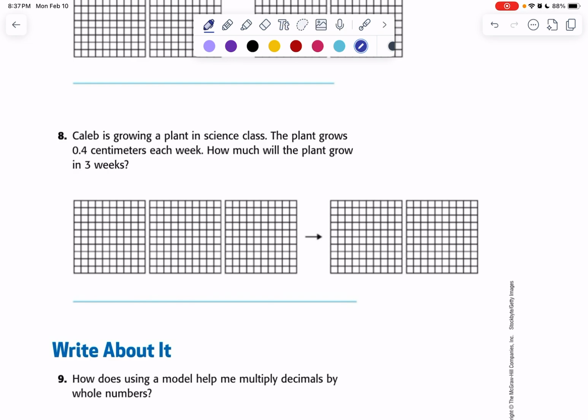So go have fun with that. You can get out the base 10 blocks if you want. Just remind me that I said that.